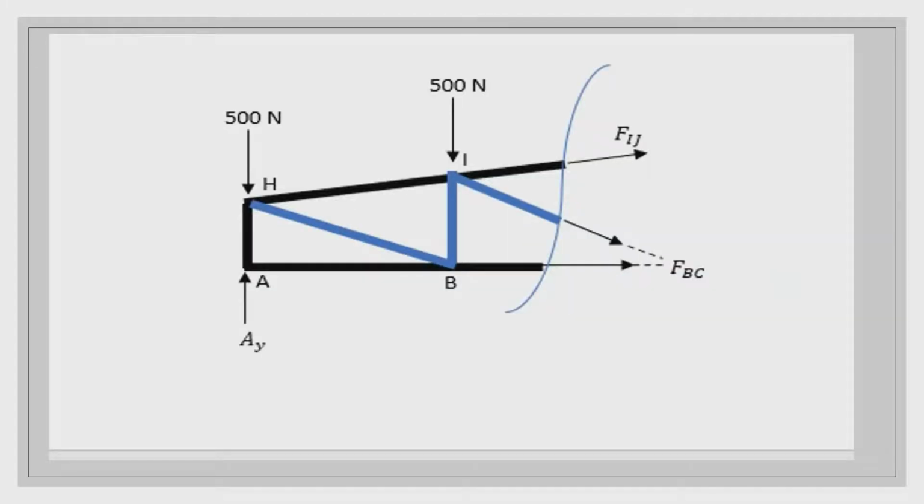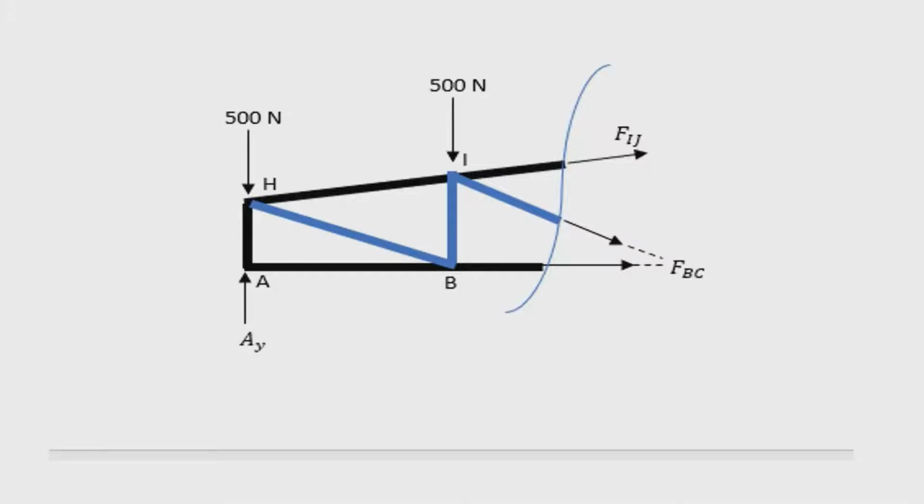And for the free body diagram, we took the cut-off section here. So at point A, AY is normal force because it is not fixed, so the force at point A is only AY. Then there is force IJ and there is also force BC.